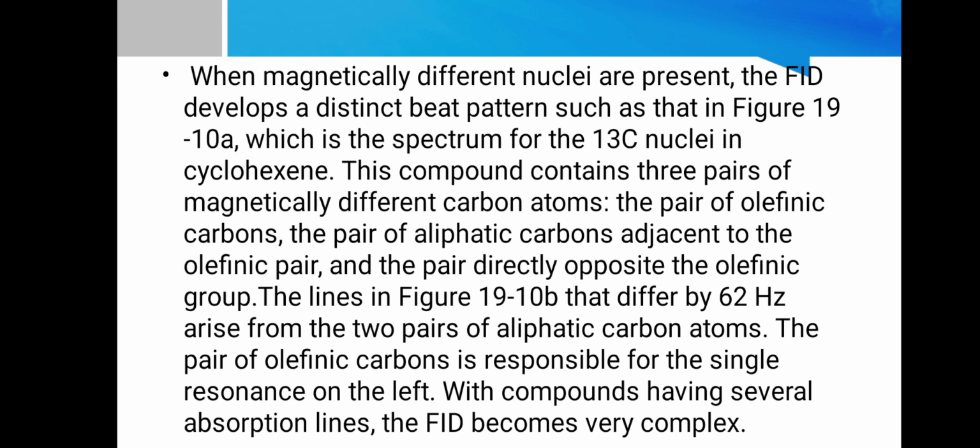When magnetically different nuclei are present, the FID develops a distinct beat pattern such as that in figure 19.10a, which is a spectrum for the 13C nuclei in cyclohexene. This compound contains three pairs of magnetically different carbon atoms: the pair of olefinic carbons, the pair of aliphatic carbons adjacent to the olefinic pair, and the pair directly opposite to the olefinic group. The lines in figure 19.10b that differ by 62 Hz arise from the two pairs of aliphatic carbon atoms. The pair of olefinic carbons is responsible for the single resonance on the left.